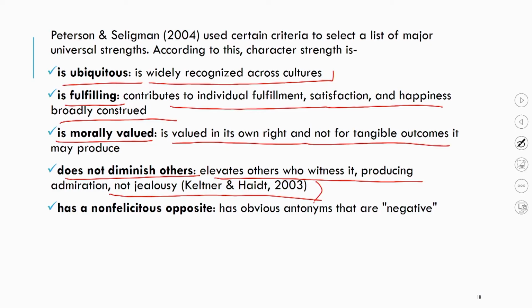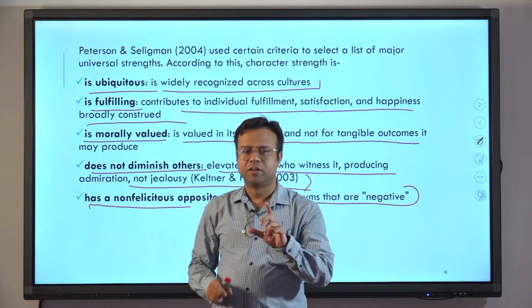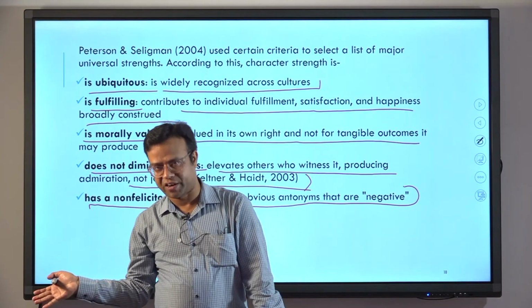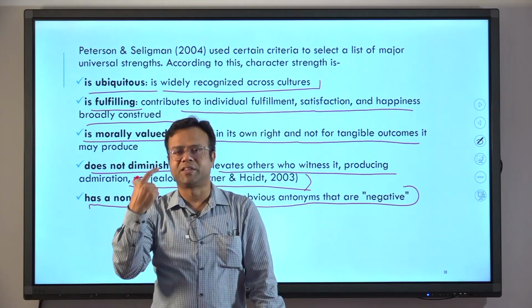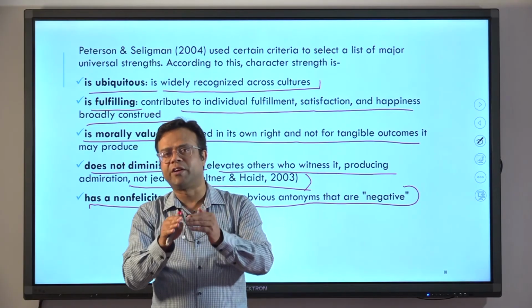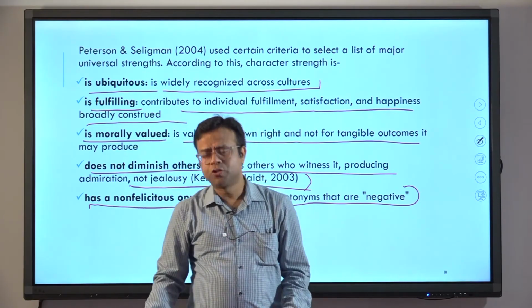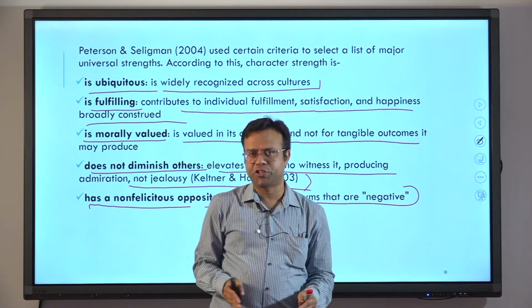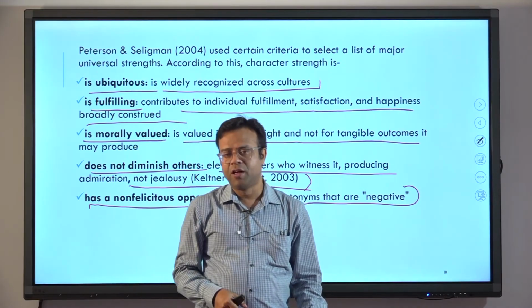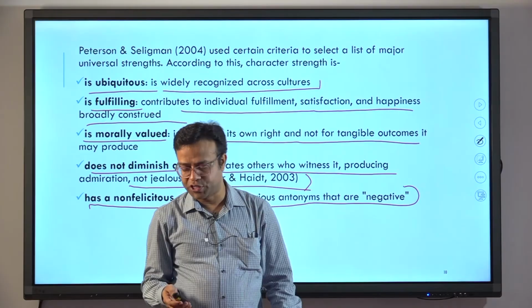The last characteristic they named is that to be called a character strength, it should have a non-felicitous opposite. That means it has obvious antonyms that are negative. If you have a certain character strength, it will have some opposite spectrum to it also. For example, let's say hope. There will be hopelessness as the opposite. Most of these character strengths will have an opposite construct. So they used these criteria to list out the possible character strengths that are important in human life, and they made an elaborate classification system out of it.